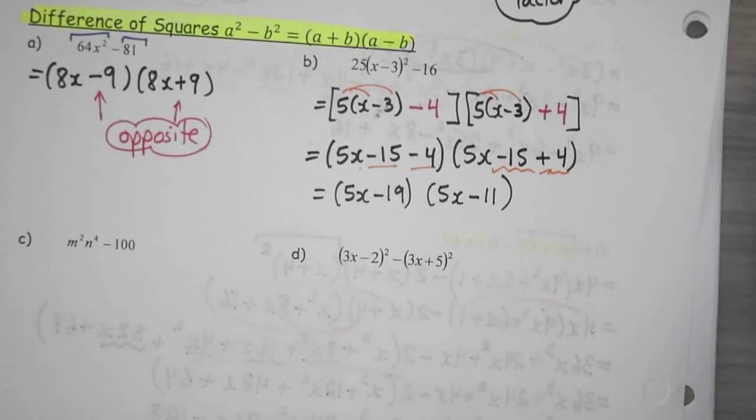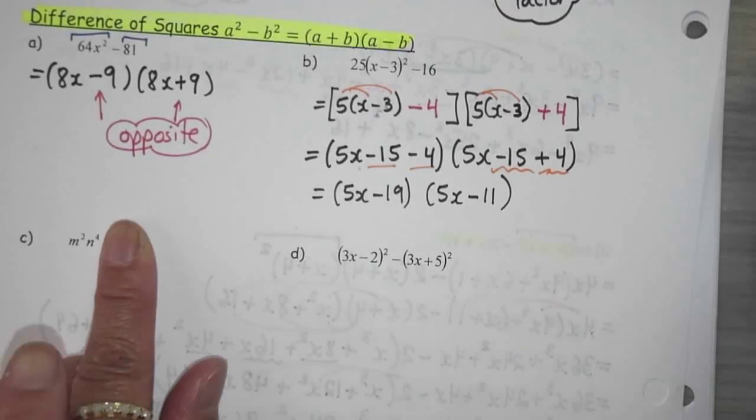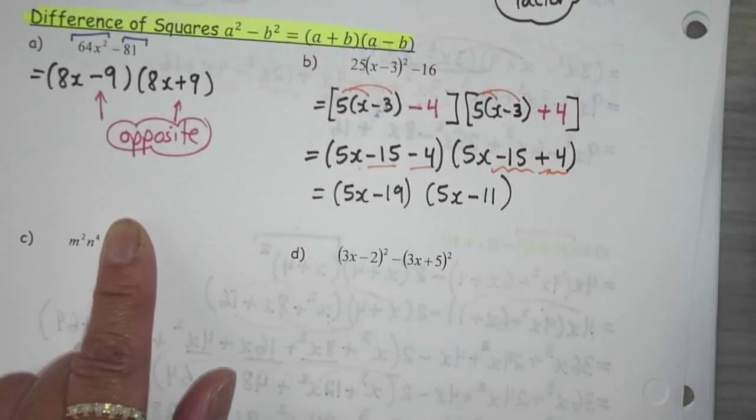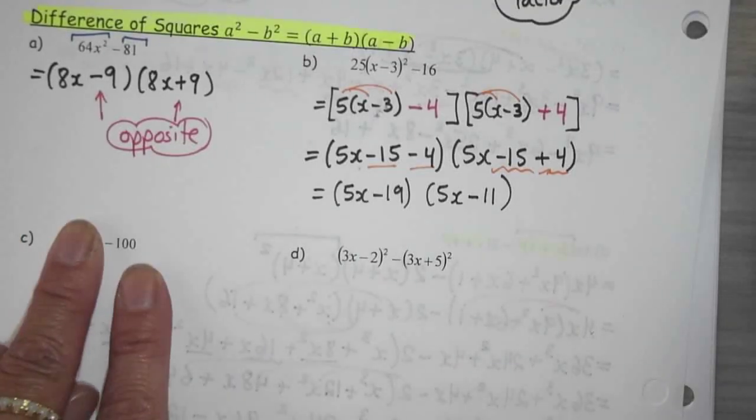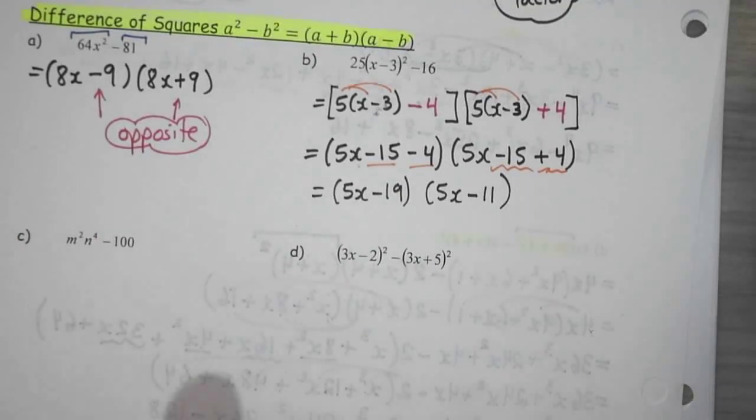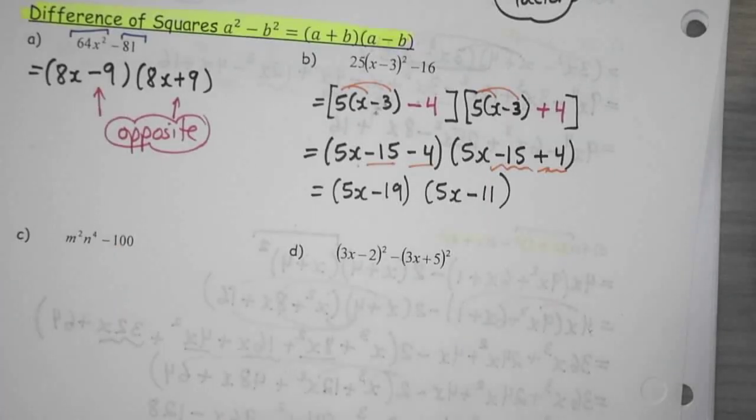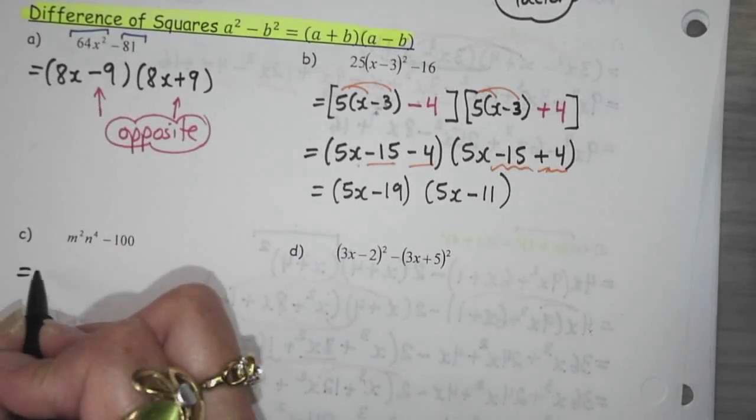Okay, two more difference of squares. So again, recognize it, look at the first term. It's a perfect square. There's 2 m's and there's 4 n's. Here, that's a perfect square. It's a 10 and a 10. So just recognize 2 terms with a minus in between, so it's a difference of squares. Again, I set up the bracket.